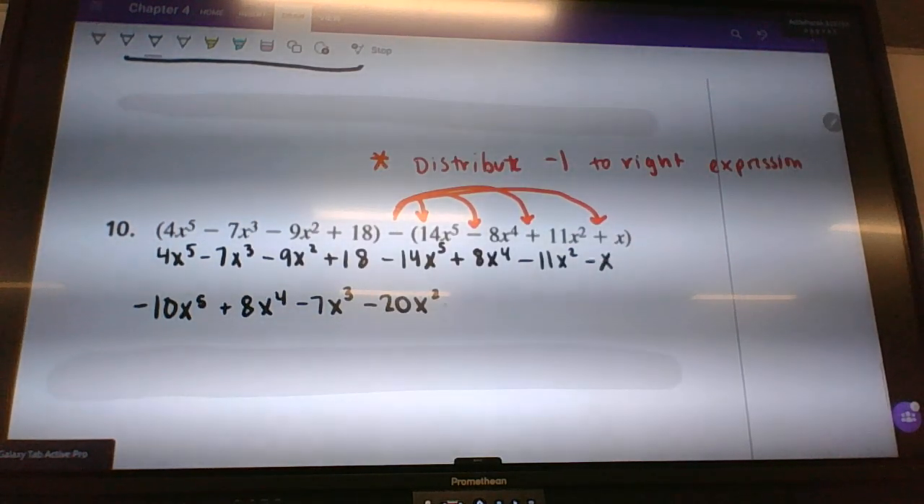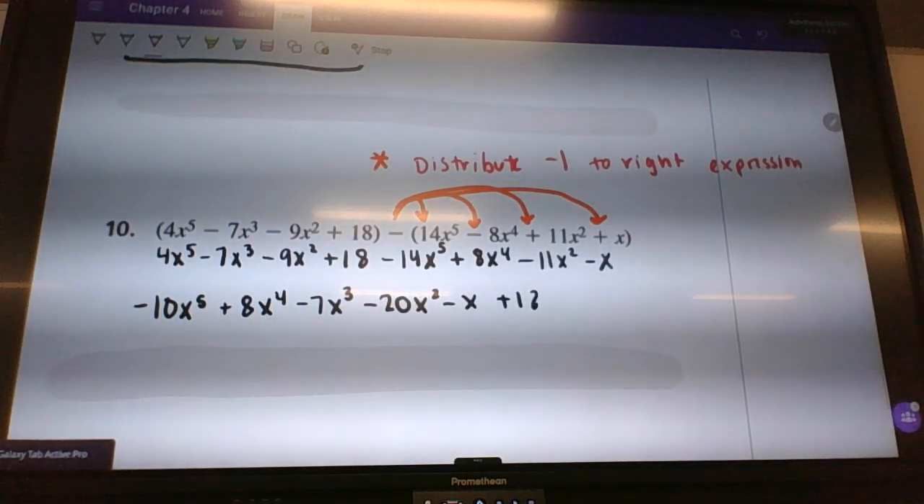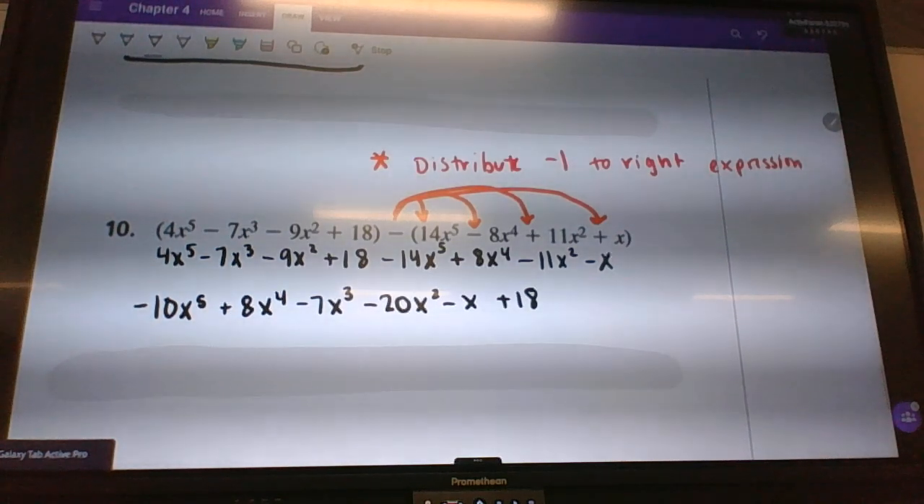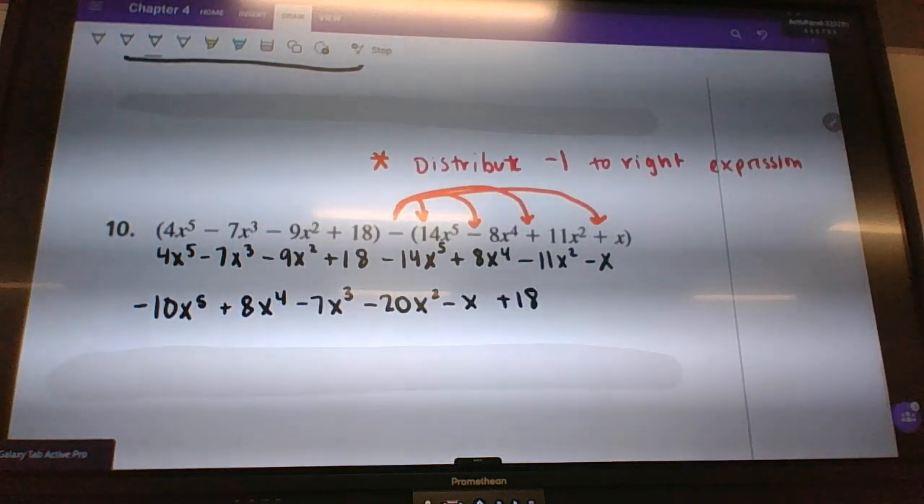Wait, can a polynomial have a square root? No. Well, it can, but x can't be in there. So if x is in there, it's not a polynomial.